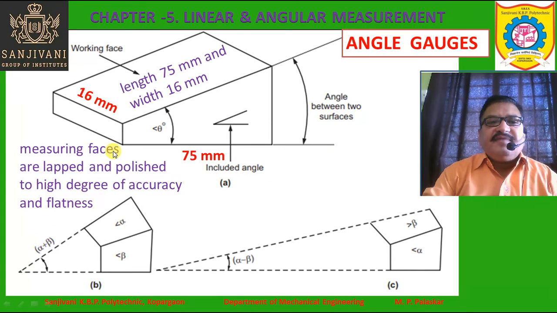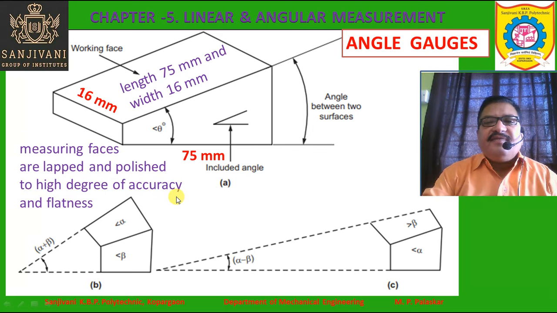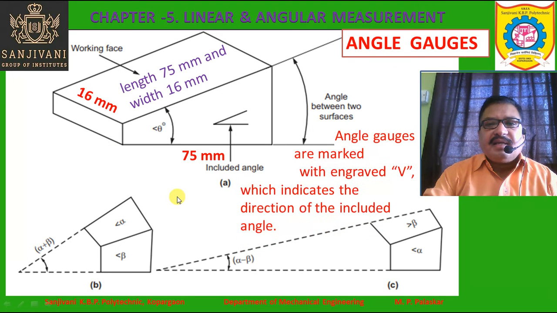The measuring surfaces or the measuring faces are lapped and polished to a high degree of accuracy and flatness. This upper inclined face is one of the measuring faces of the angle gauge. This measuring face is lapped and polished to a high degree of accuracy and flatness. The lower face on which this angle gauge is resting is also one of the measuring faces, and that is also lapped and polished to a high degree of accuracy and flatness.